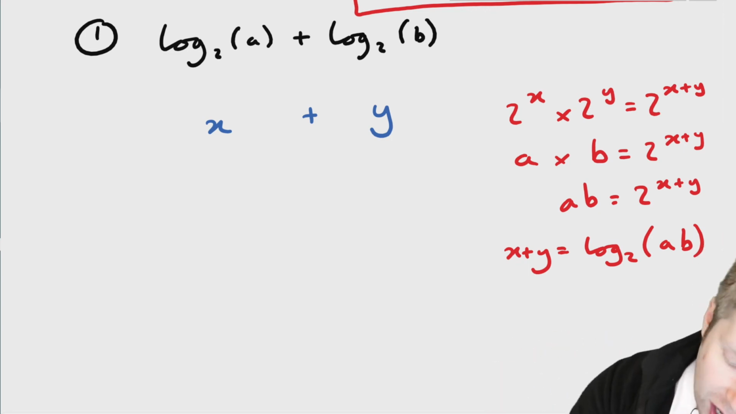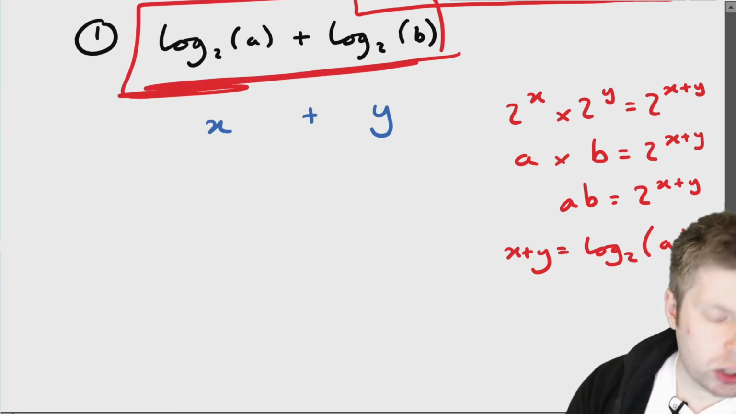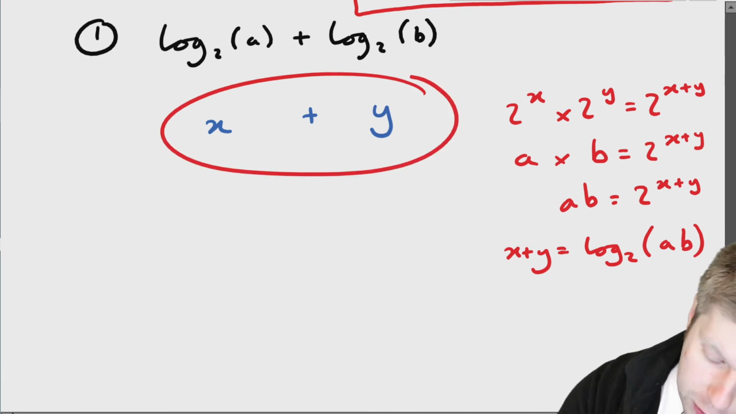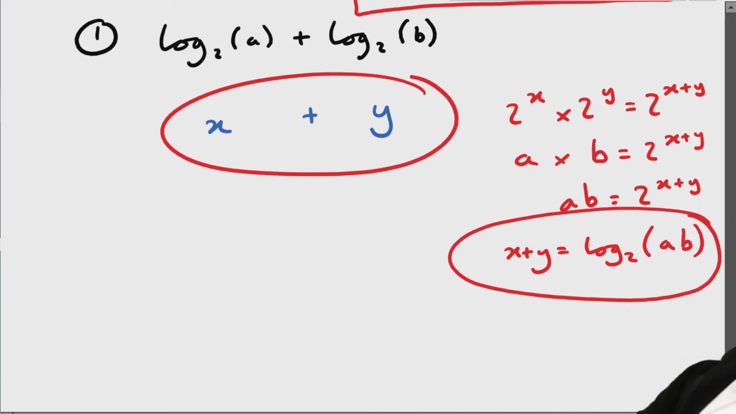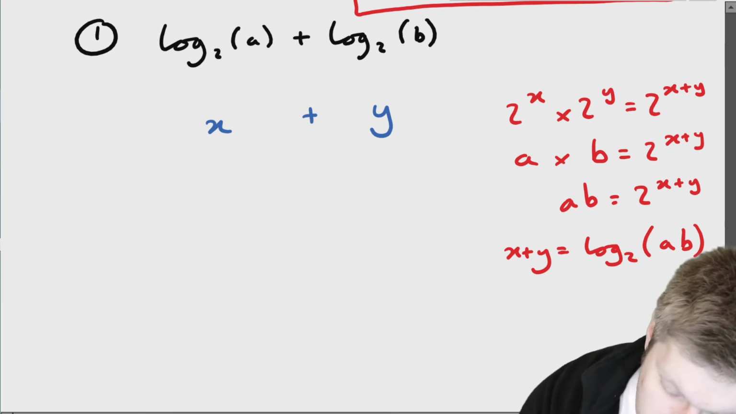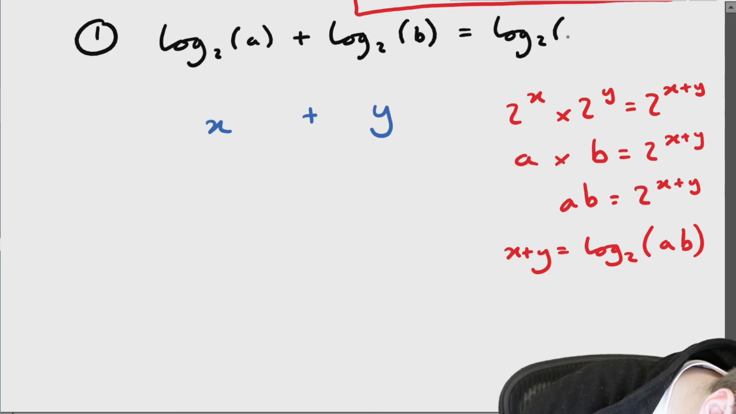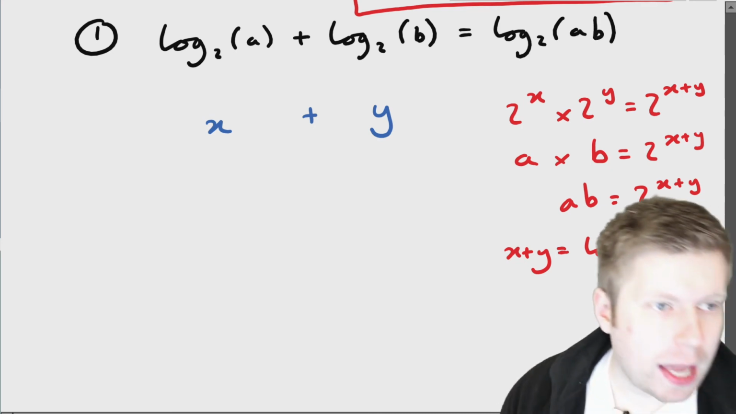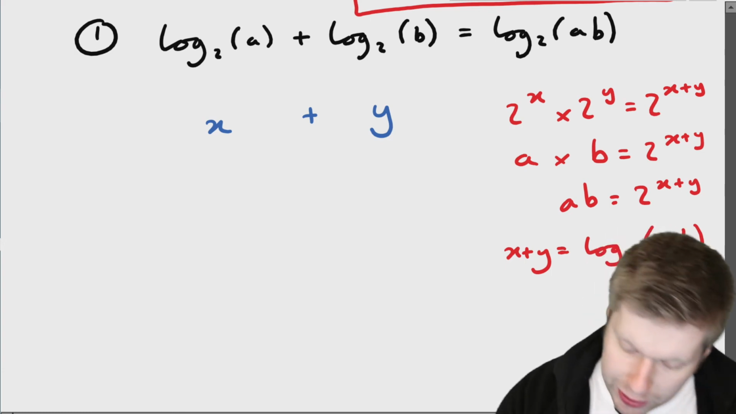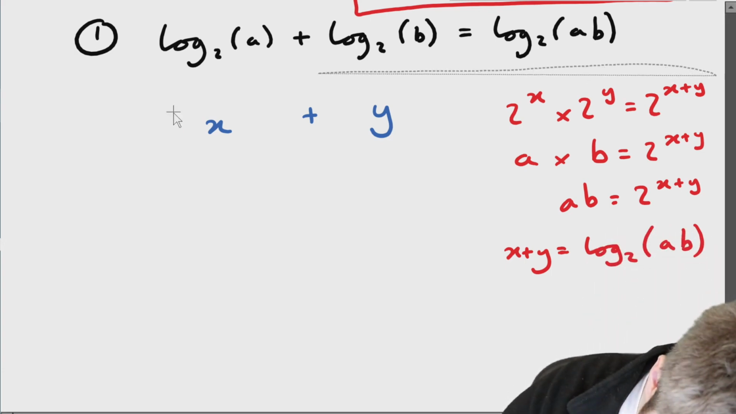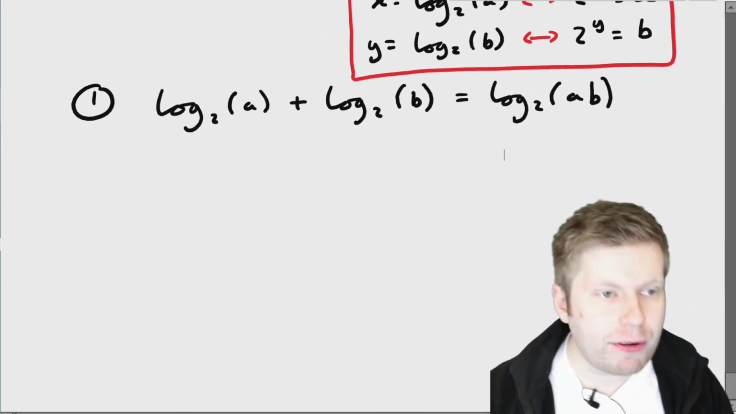Okay, now have a look at this. I've basically said that this thing here, my log to the base 2 of a plus log to the base 2 of b, is just simply x plus y. And I've just proved down here that x plus y is just log to the base 2 of ab. So in other words, this thing here is just going to be log to the base 2 of a times b. Okay, so that there is your first law of logs. In fact, I'm just going to get rid of all of this so it doesn't distract from what we're doing here. So have a look.